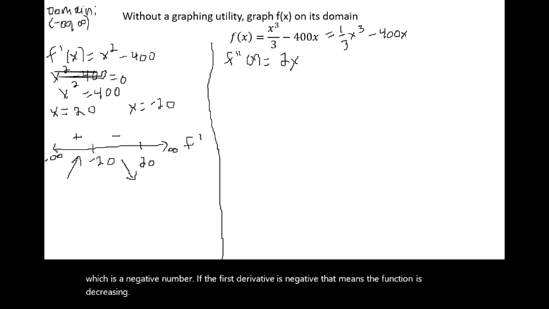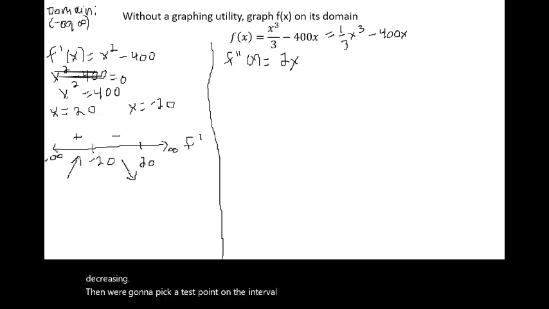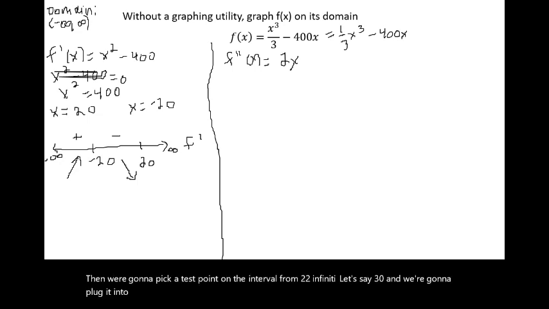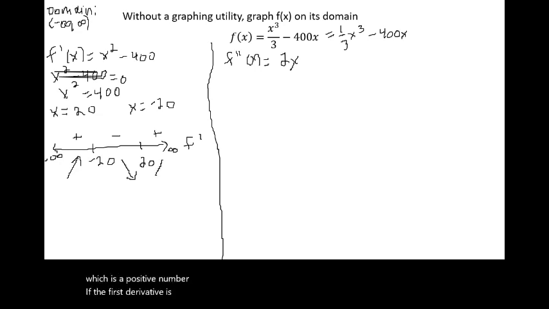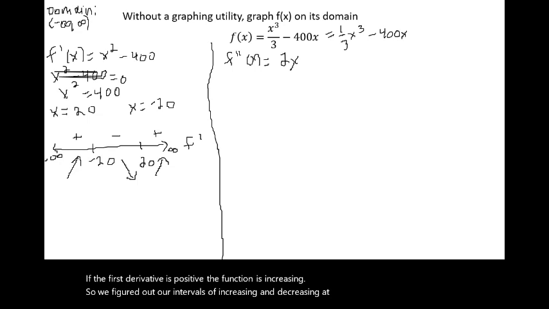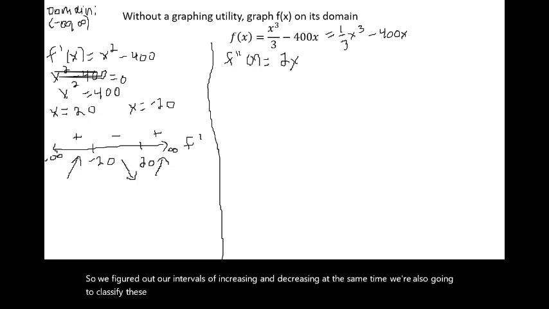Then we're going to pick a test point on the interval from 20 to infinity, let's say 30, and plug it into the first derivative. So f prime of 30 is 30 squared minus 400, which is a positive number. If the first derivative is positive, the function is increasing. So we figured out our intervals of increasing and decreasing. At the same time, we're also going to classify these two points as local minimums or local maximums.